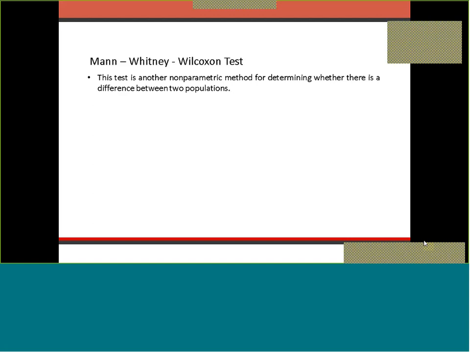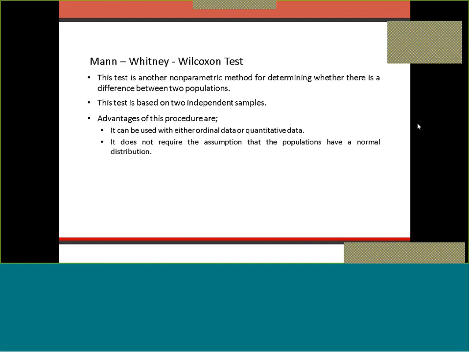Now, the third one is the Mann-Whitney-Wilcoxon test. This is also another non-parametric method. It also discusses whether there is any significant difference between two populations or not, like the sign test. This test is based on two independent samples from two different populations.